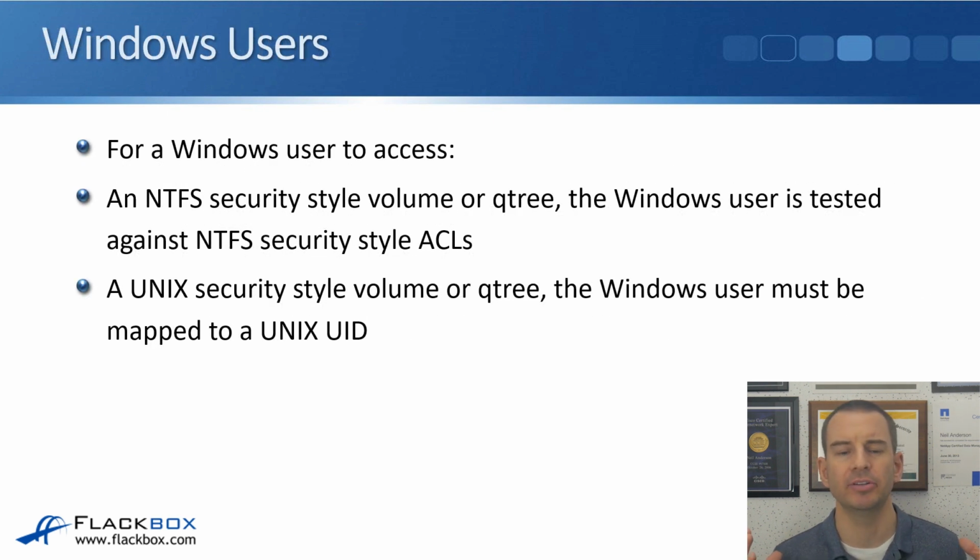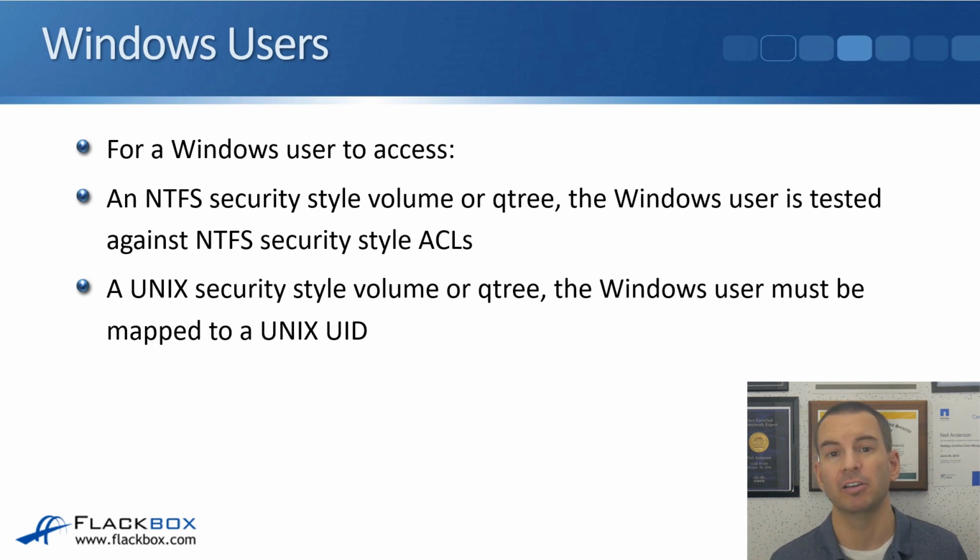Okay, so how does this work from the client point of view? Well, for a Windows user to access an NTFS security style volume or qtree, the Windows user is tested against NTFS security style ACLs, just as it would work as normal in a Windows environment. If the Windows user is trying to access a Unix security style volume or qtree, then the Windows user must be mapped to a Unix UID.